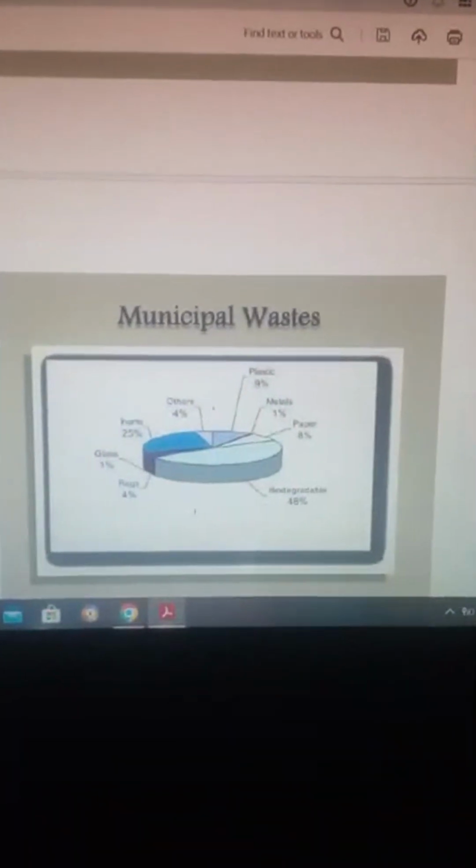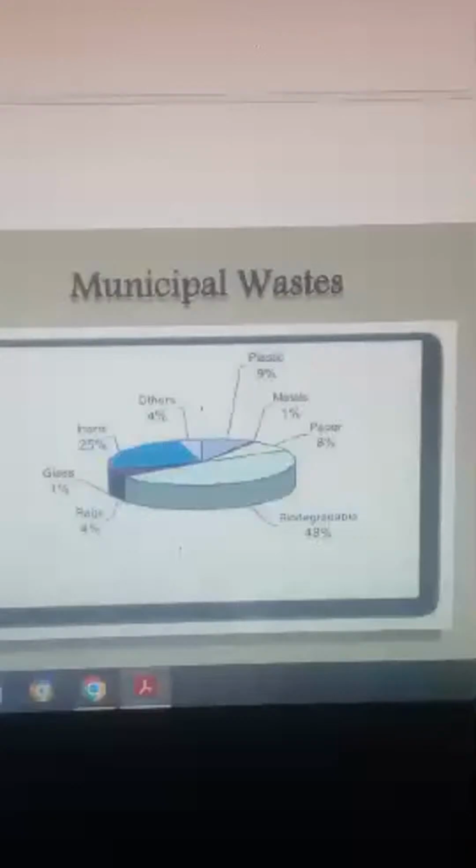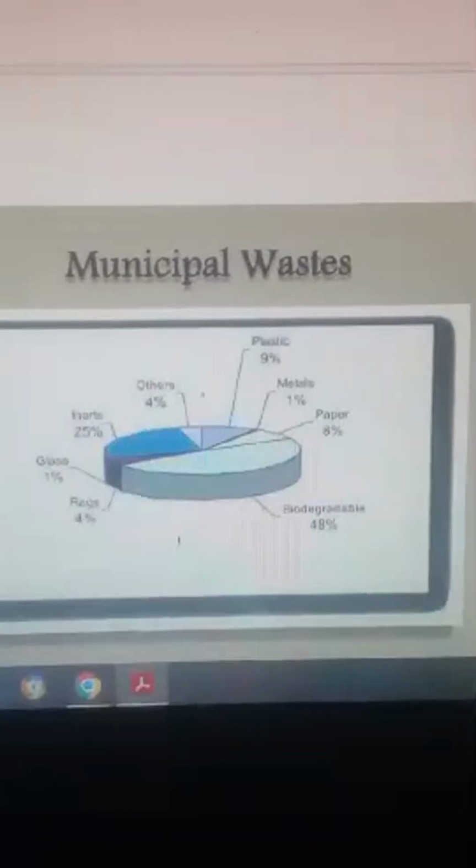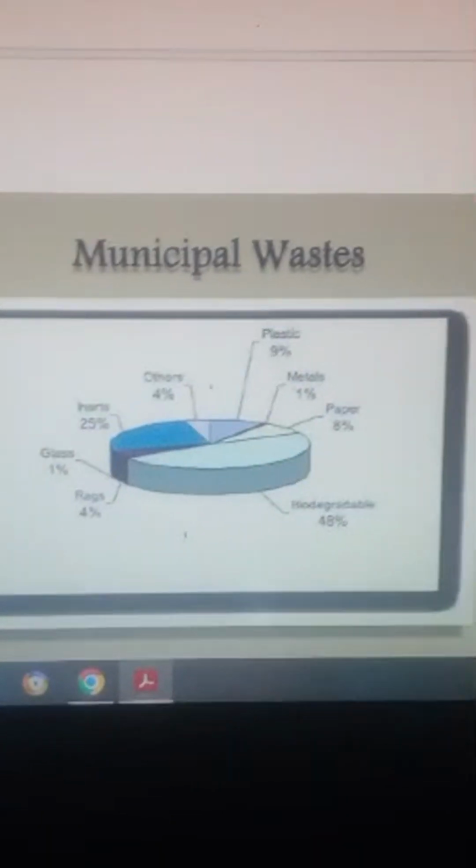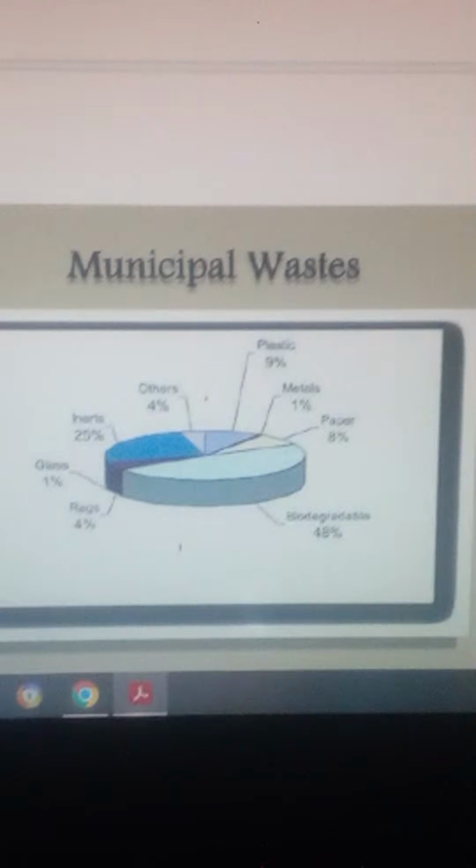Glass 1%, rags 4%, inerts 25%, plastic 9%, metals 1%, and biodegradable 48%.